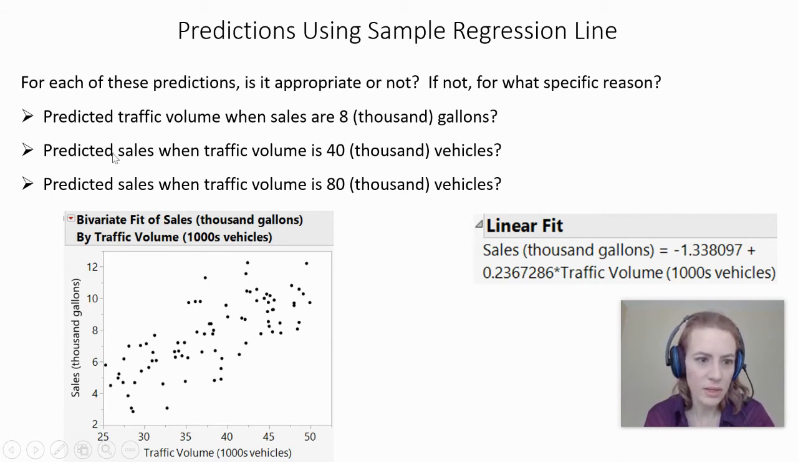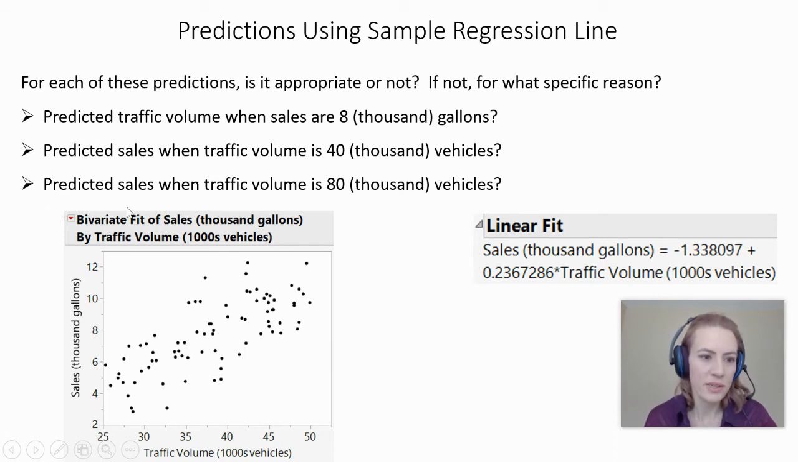All right, the second one. When the traffic volume is 40,000, can we make that prediction for sales? We're looking at the graph, 40,000, it's an X, and it's within the confines of the graph. So that's a prediction that we could make. The second one is good.